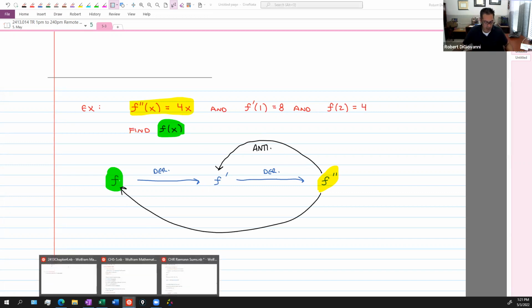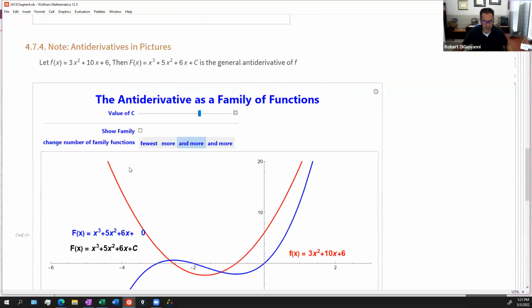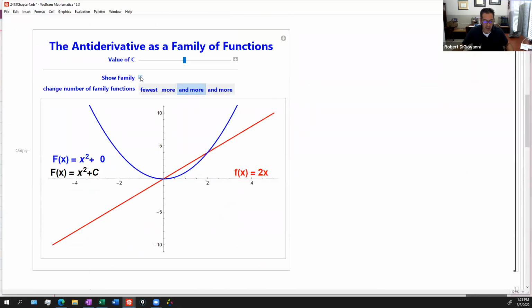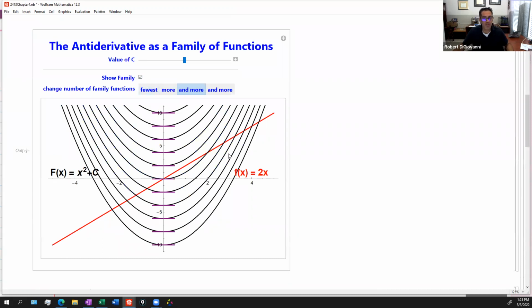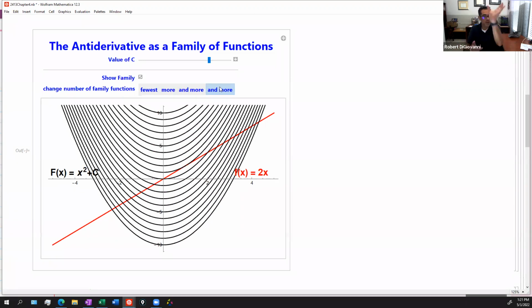So what we want to look at is thinking about the antiderivative of a function as a family of functions. Like if I give you a function, little f of x is 2x, the general antiderivative, can you all see this? The antiderivative is x squared plus c, right? x squared plus c are all these parabolas. It's the same parabola, just moved up and down. And there's actually infinitely many of them, okay? But they all have the same basic shape.